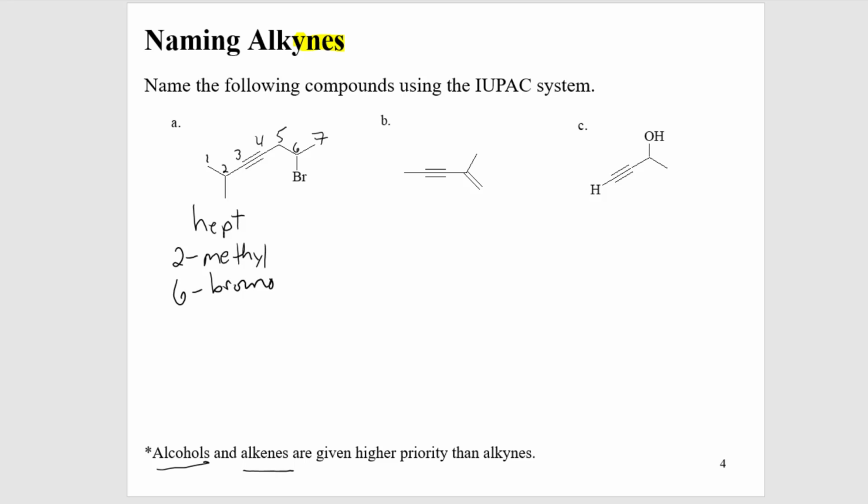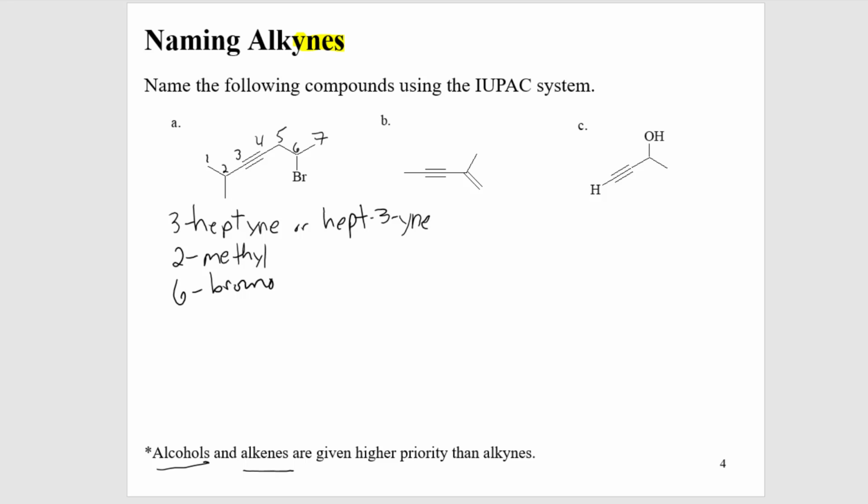And I chose to number from the left, putting the alkyne closest to the end, right? I wanted to get to my alkyne quickly. So the alkyne is at carbon 3. So you could write 3-heptyne, or you could write hept-3-yne. Doesn't really matter to me. And then we just put it all together.